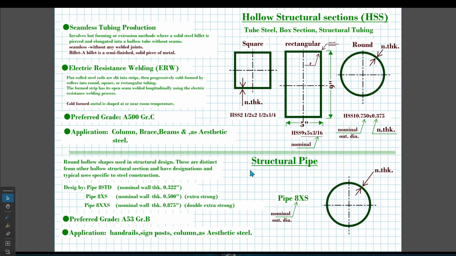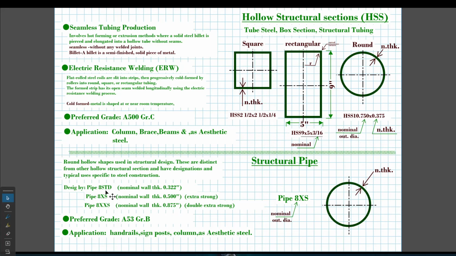The next structural shape is pipe. Pipe we have in a round form. So for designating the pipe, we have a standard format. Just for example, pipe 8 is standard pipe, pipe 8 XS, where XS means extra strong, and pipe 8 XXS means double extra strong. So just see the difference, extra strong and double extra strong.